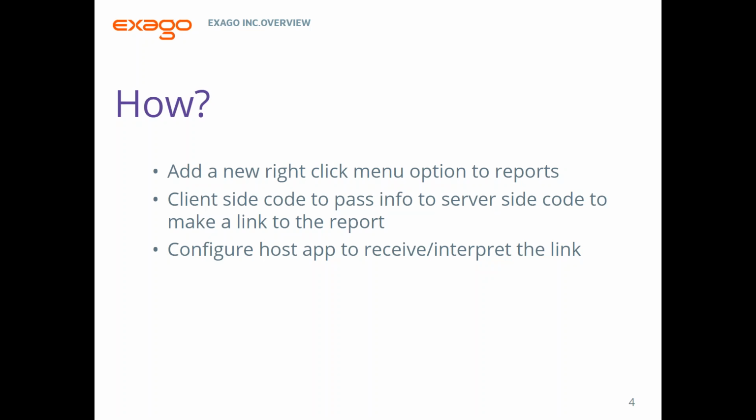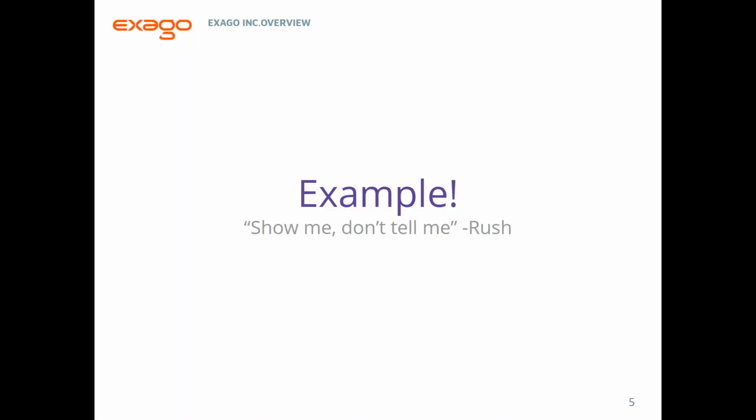It's going to effectively use some client-side code to pass the relevant information about that report to the server-side code, which will allow us to generate a specific link to that specific report. The last piece of this is that we actually have to modify how our host application is going to work so that it can receive this special link that we're going to generate and interpret that link to launch in a new Exago session that specifically executes that report that we chose to share. So at this point, let's just dive right in and take a look at how this thing is actually working.